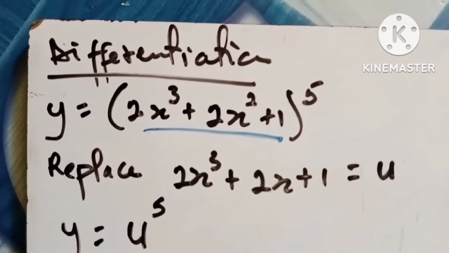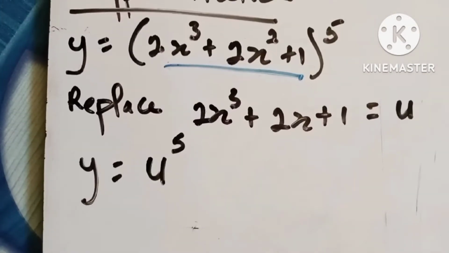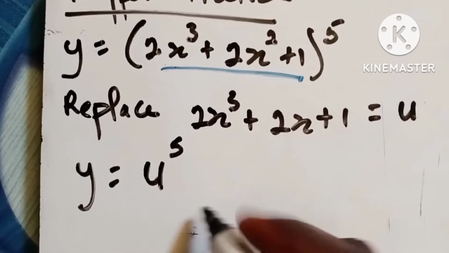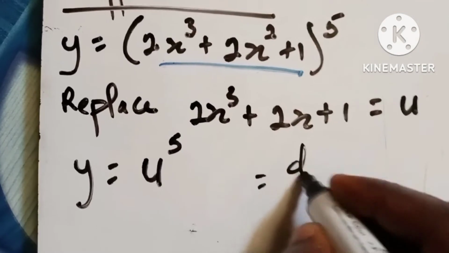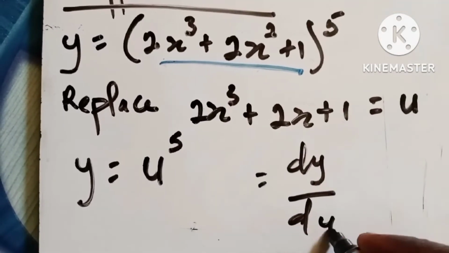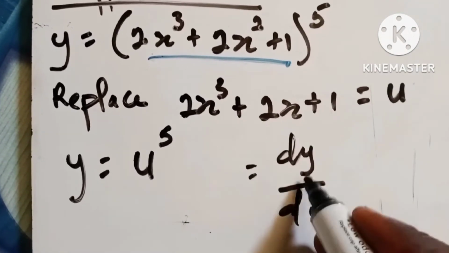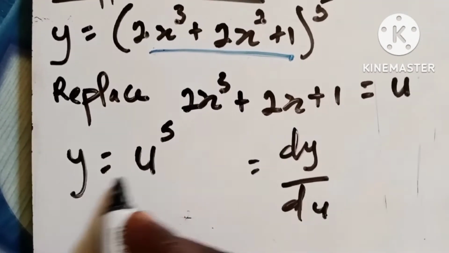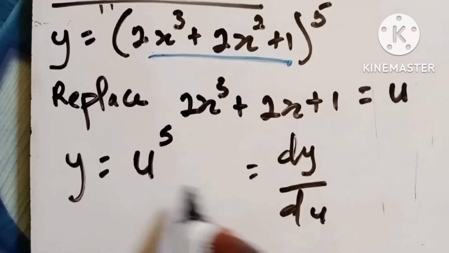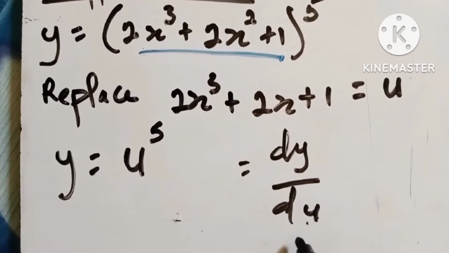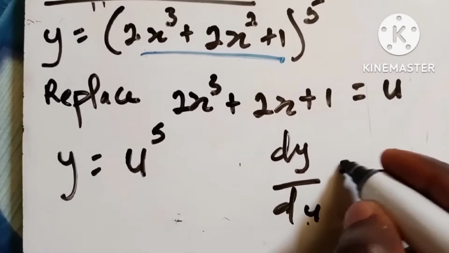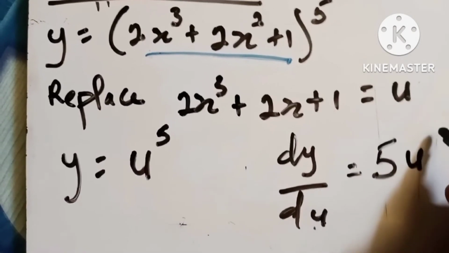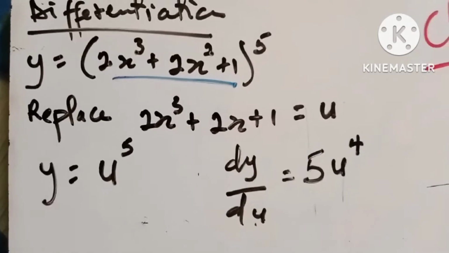Now here we are going to find the derivative of y with respect to u. We have two variables here, y and u, which is why we are calling it u. So dy/du is going to be equal to, we know how to do this, 5u raised to the power 4.